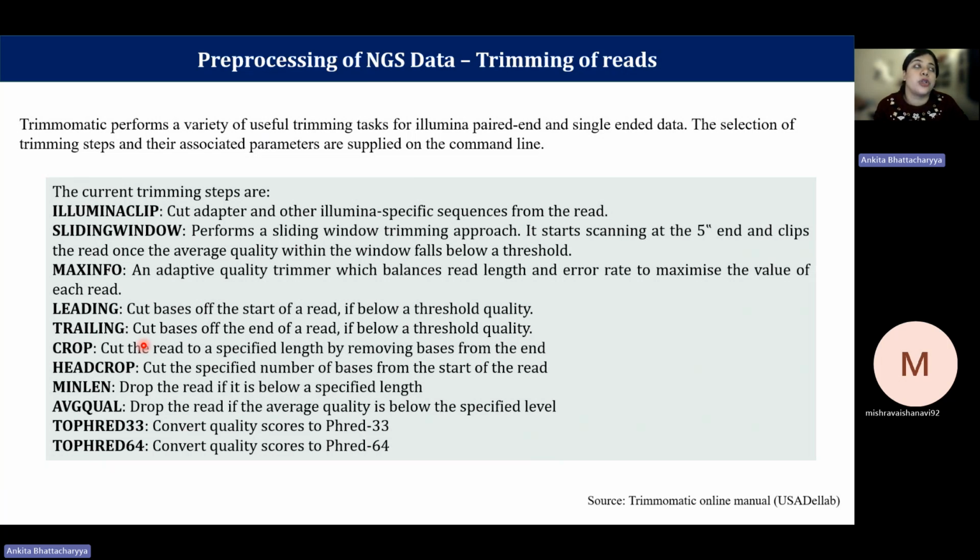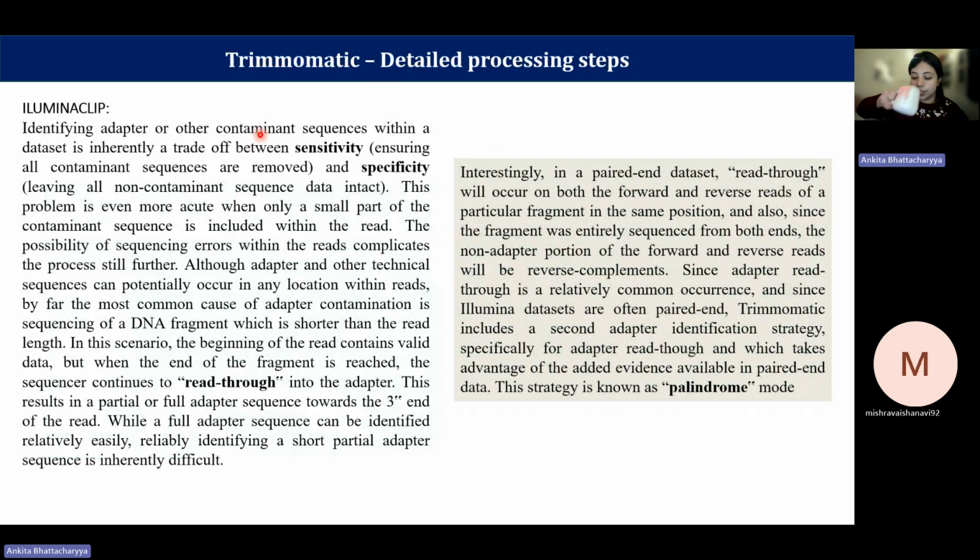For example, if you only want to use 100 base pair reads, and a read is shorter than that, then the sequence will be discarded and not used for further analysis. Average quality means that if the overall average quality of the entire read is below a particular threshold, then that read will not be taken into consideration. ToPHRED33 and ToPHRED64 convert scores to PHRED33 and PHRED64. That's just another parameter. So these are some trimming attributes which you can take into consideration.